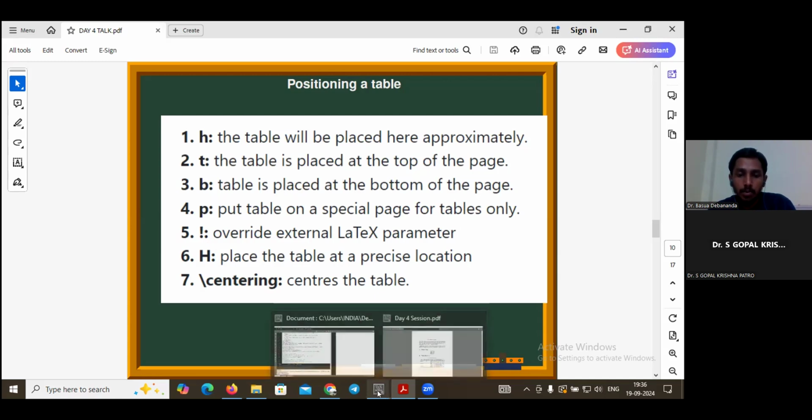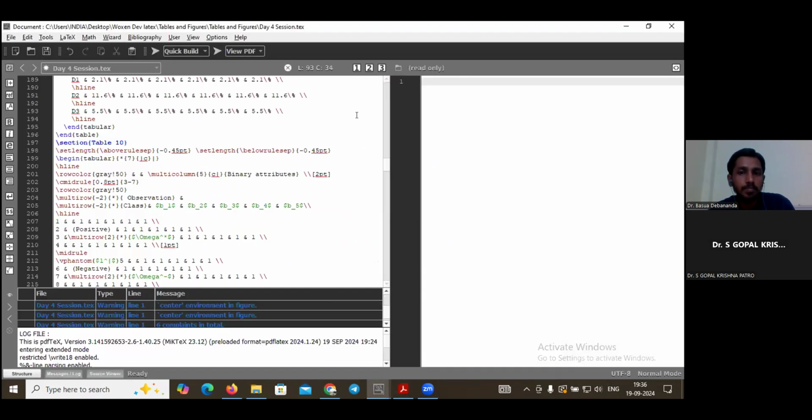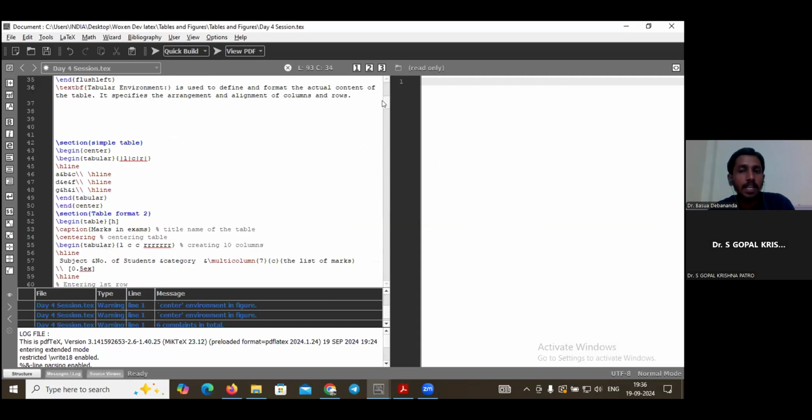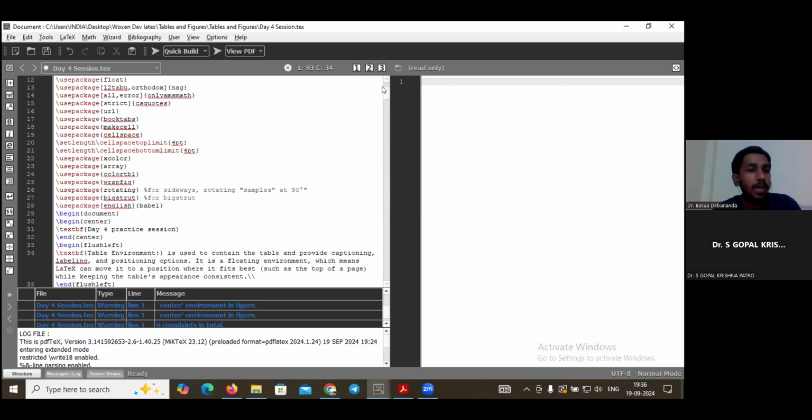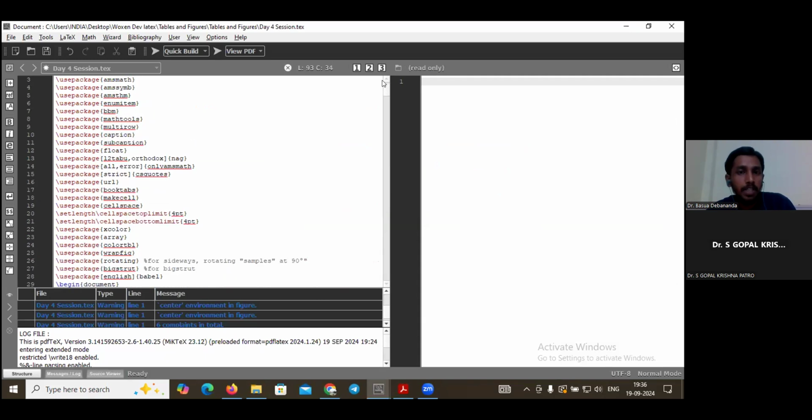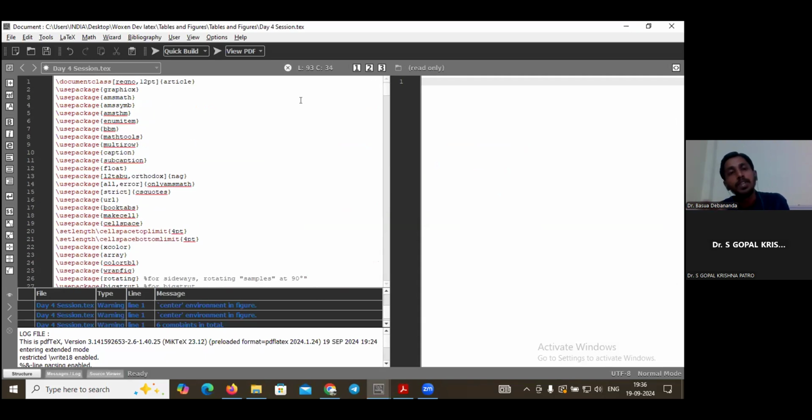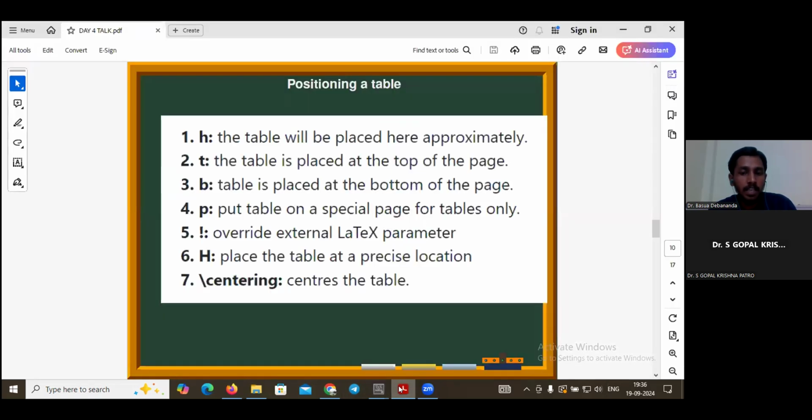Okay. Today we will do the session practically. For that, till now, what are the packages we have used for maths? For maths we have already used \usepackage{amsmath} and \usepackage{amssymb}. My screen is visible, meaning it is clearly visible.